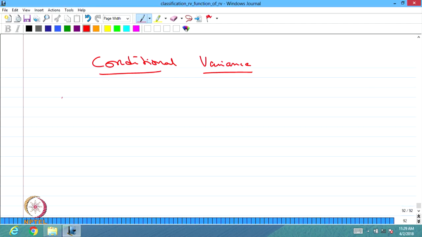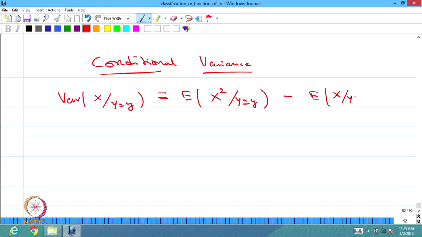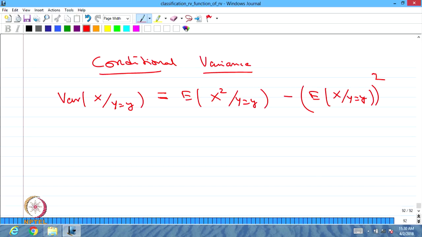We are going to define the conditional variance as the variance of X given the other random variable takes a value small y. It is similar to the variance formula, but now conditional: the expectation of X square given Y takes a value y, minus the conditional expectation of X given y, the whole square. When you compute the variance of X, that is expectation of X square minus expectation of X whole square, the same way one can define the conditional variance. We have already given the result for the conditional expectation of h of X.